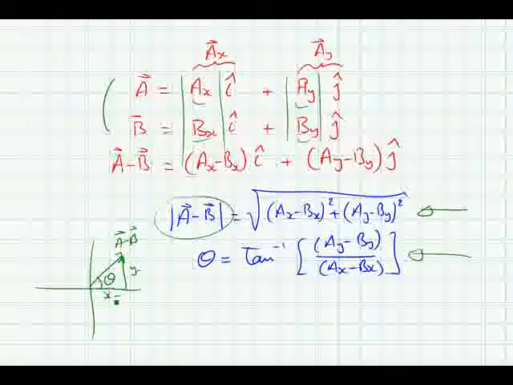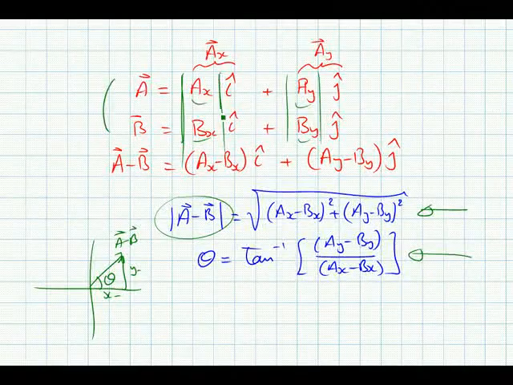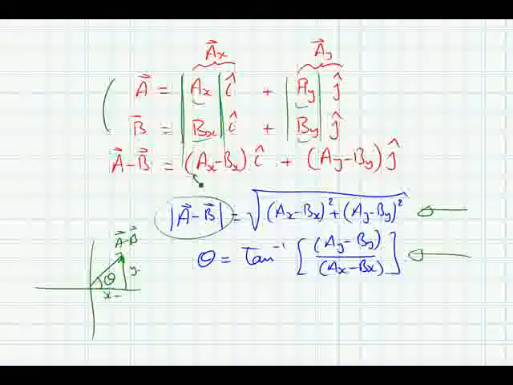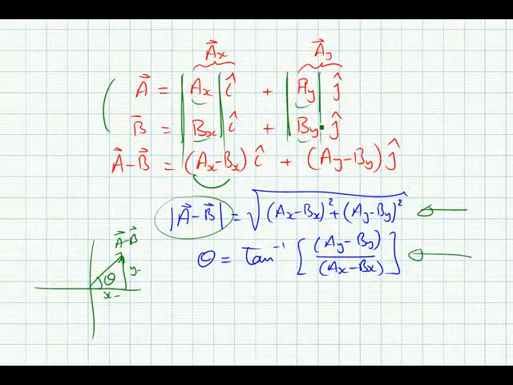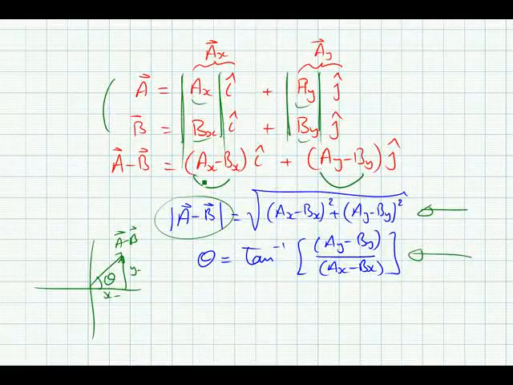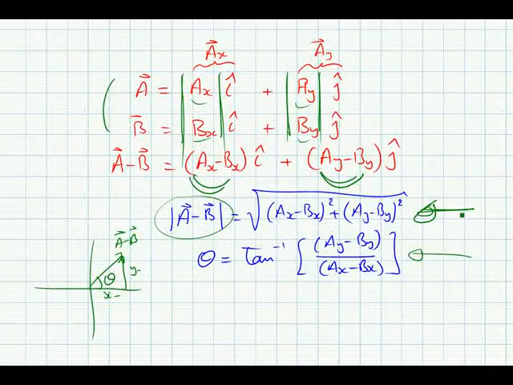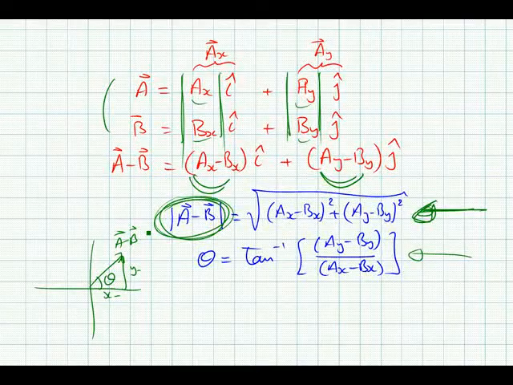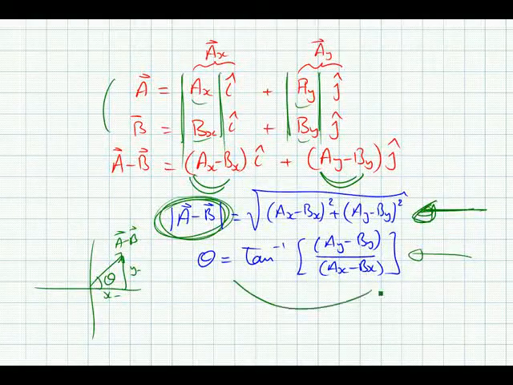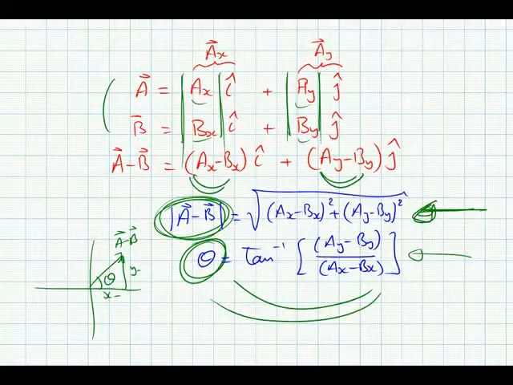So the procedure is that in adding or subtracting vectors, you add or subtract the x components to get the x component of the resultant, and add or subtract the y components to get the y component of the resultant. Once you figure out the x and the y component of the resultant, then use the Pythagorean theorem to calculate the magnitude of the resultant and use the tangent rule to figure out the direction of the resultant vector.